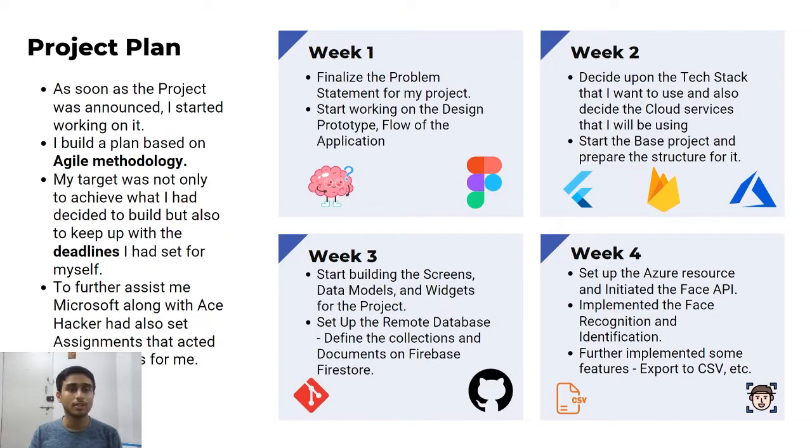As soon as the project was announced, I started working on it. I built a plan based on the Agile methodology. My plan is shown here. In week one, I finalized the problem statement for my project and started working on the design of the prototype and the flow of the application. By week two, I decided the tech stack that I want to use and also decided the cloud services that I will be using. I started the base project and prepared the structure for it.